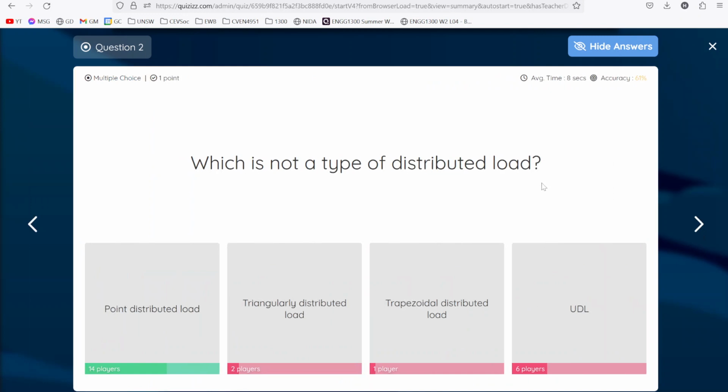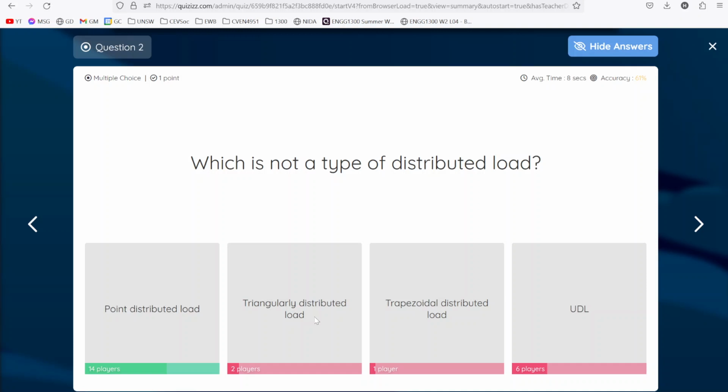Okay, so question 2 is, which type is not a distributed load? So it's a point distributed load, which is actually contradictory because it can either be a distributed load or a point load, right? So that one's fake.